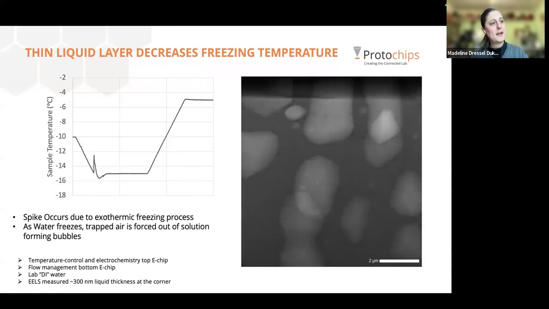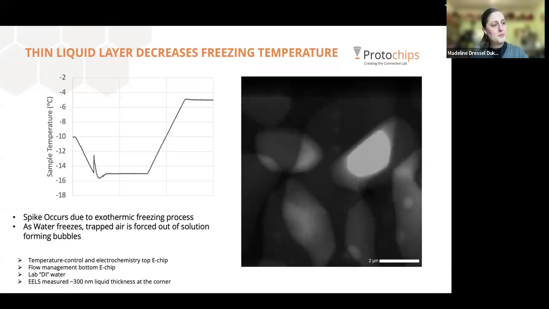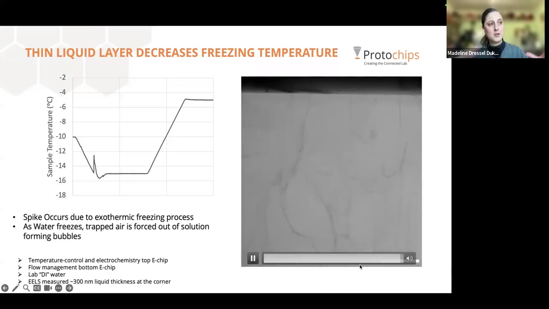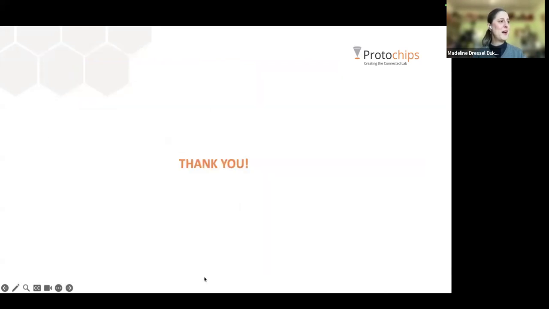And then if we go back up in temperature, let me see, they'll start to melt back and then go back to solution. So that's just a little bit about the next steps that we're taking with some of these in situ liquid systems. And I hope that this has been an interesting look at something that you can do to increase what types of studies you can do with a TEM.